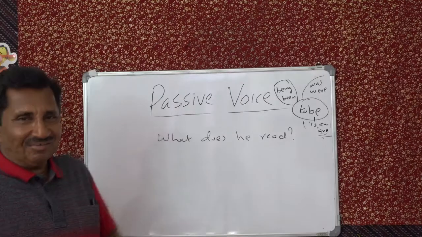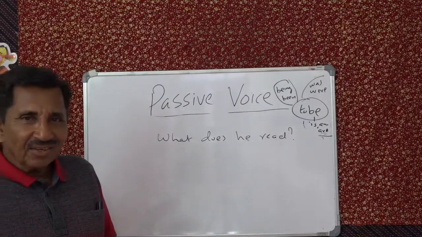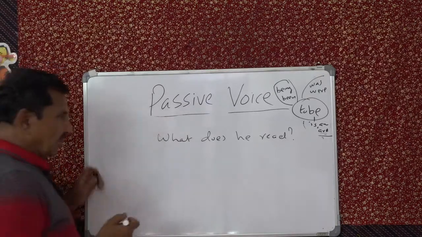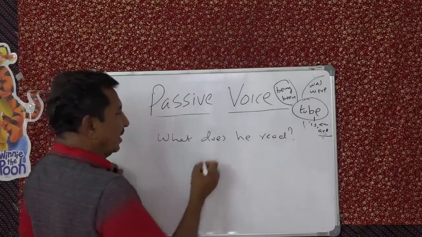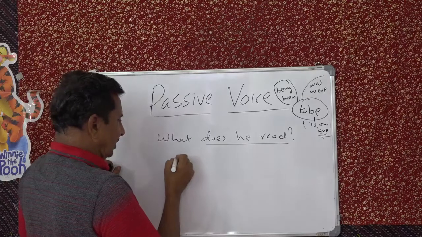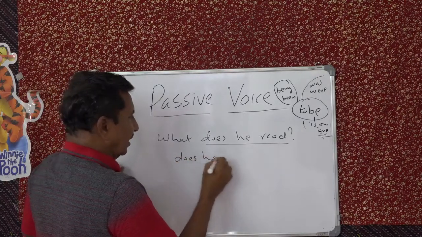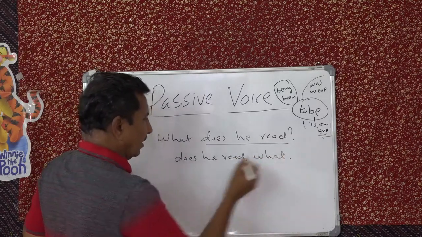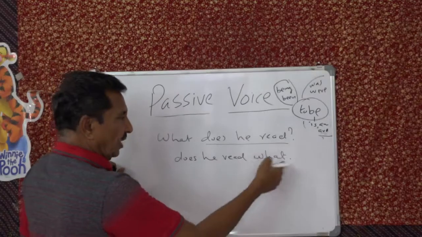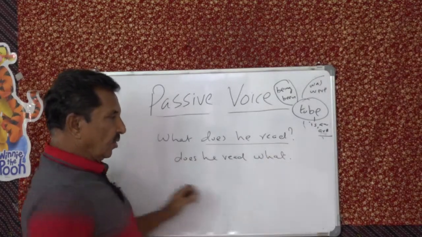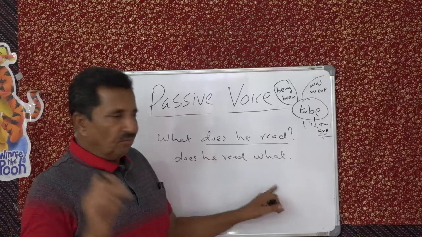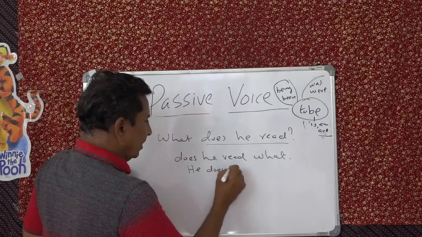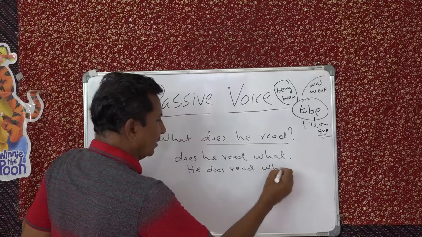Where is the subject? Where is the object? What should you do first? You have to make it a statement. So the first step is, yes or no, isn't it? Does he read what? Instead of that you are writing the question word. Make it a statement, then he does read what?